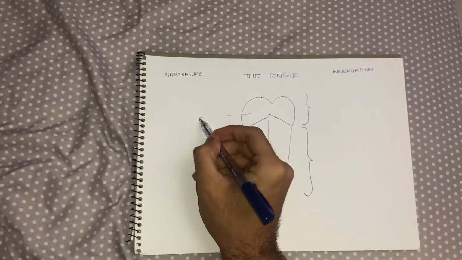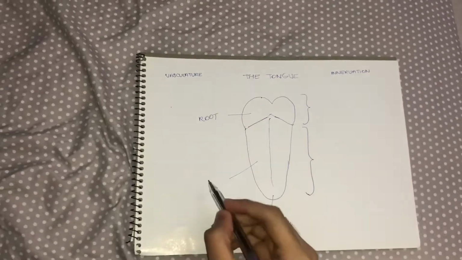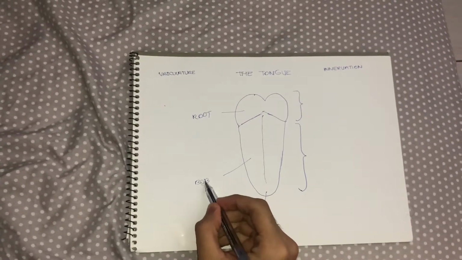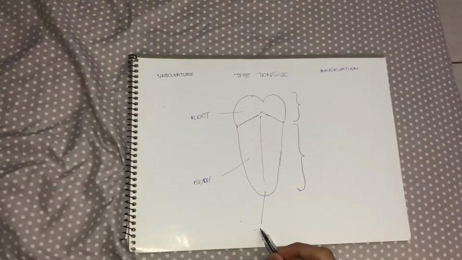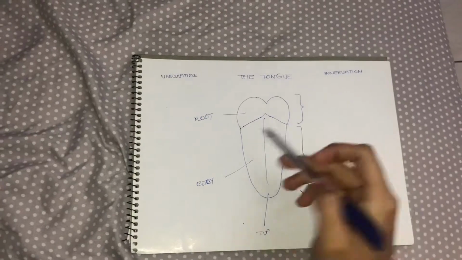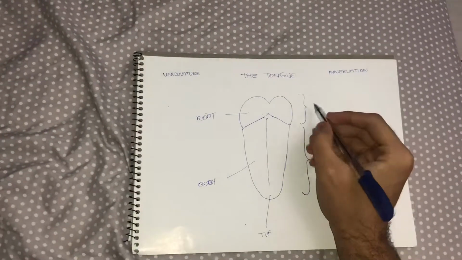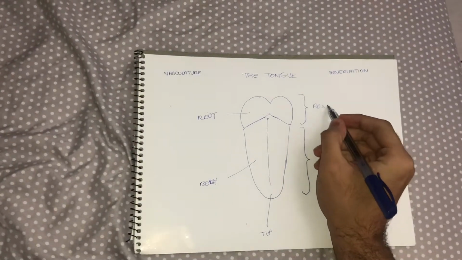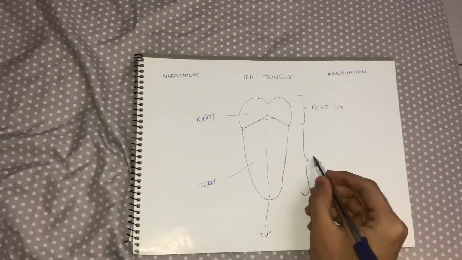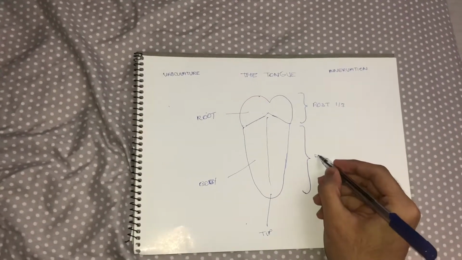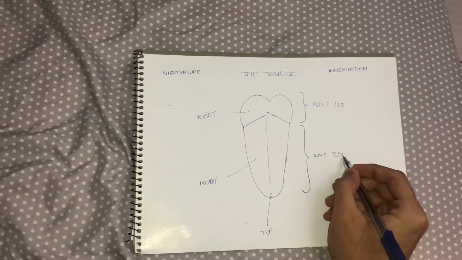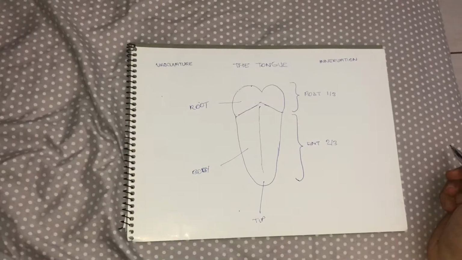So this is the root, this is the body, and this is the tip. So it's basic. What you also need to know is that the root of the tongue is also known as the posterior 1/3. I think that's kind of self-explanatory. And this is the anterior 2/3. Okay, so here's the thing.